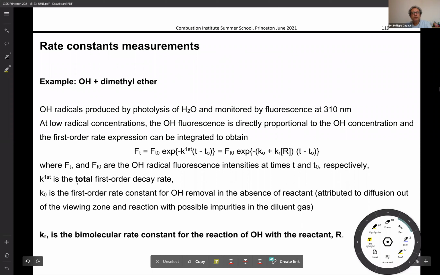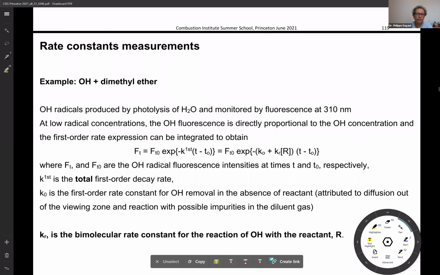The rate constants that are used in these mechanisms can be obtained in papers where they have been measured, in review papers, in tabulations, databases online, for example, the NIST database. And I will give you an example of the way these rate constants can be measured.